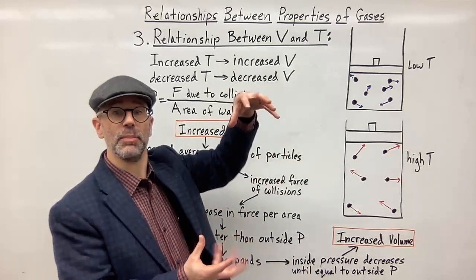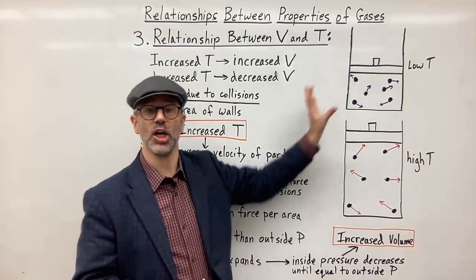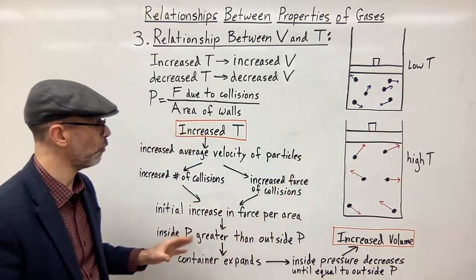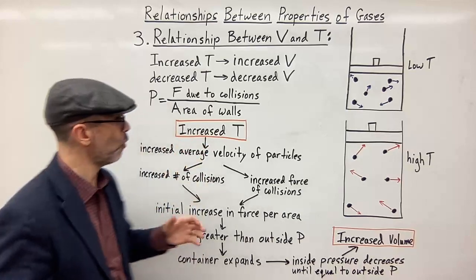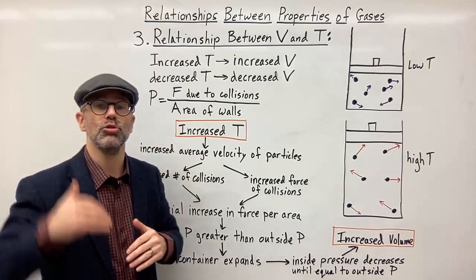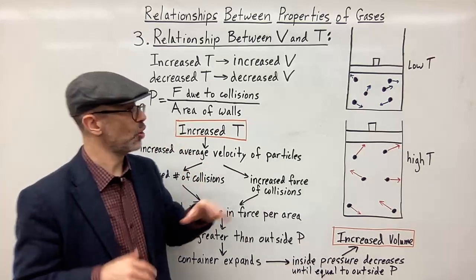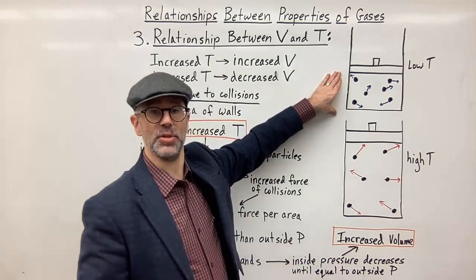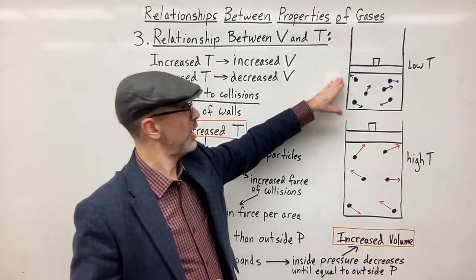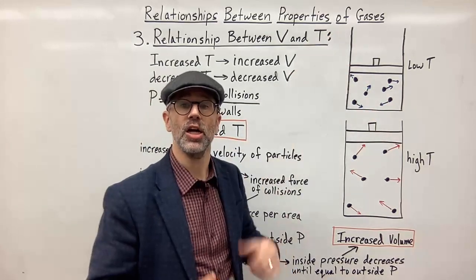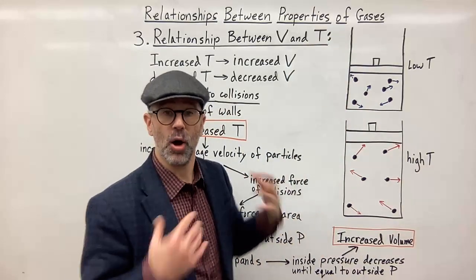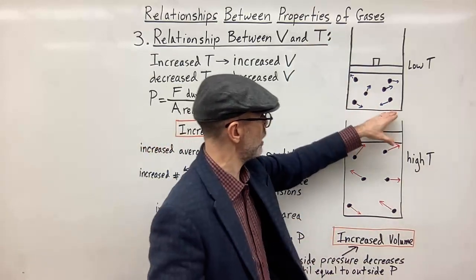The volume's going to get bigger because these are hitting harder. And so therefore, the pressure is going to go back down to what it was before, which is equal to the outside pressure. So right now, here at this low temperature, the pressure of the gas inside is equal to the pressure of the gas outside. But what happens when we increase the temperature?